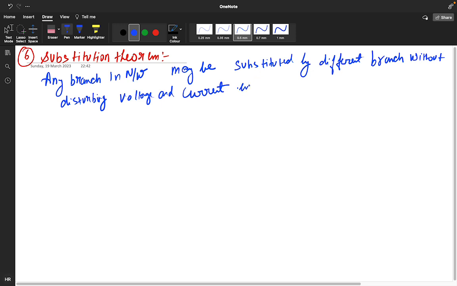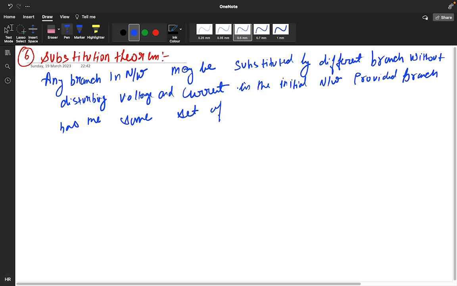provided the new branch has the same set of terminal voltage and current as the original branch.